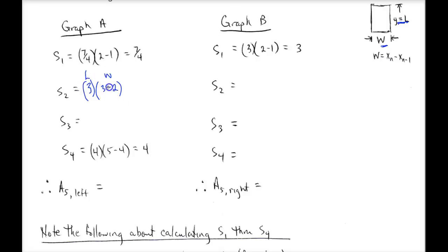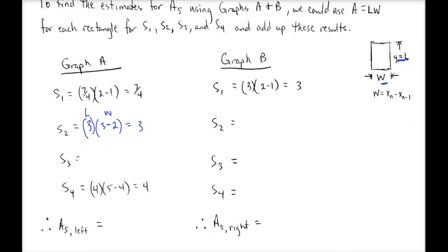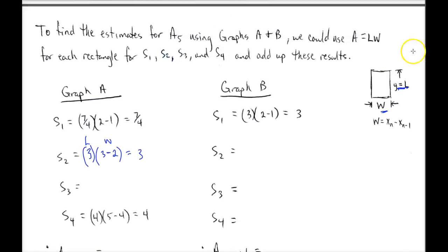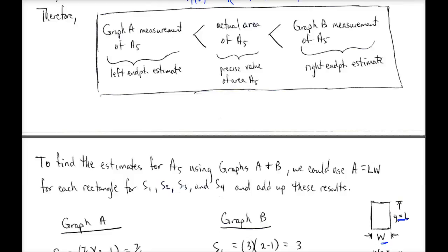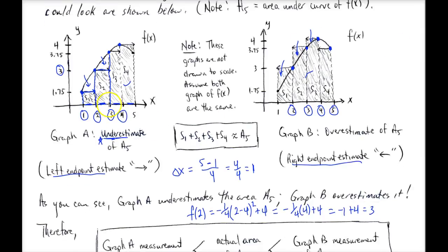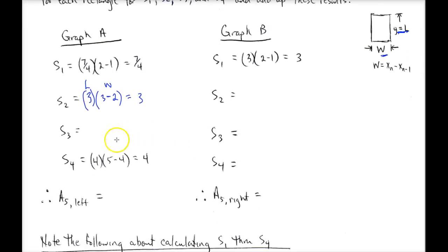It's length and width. And of course, that answer is just going to be 3. All right. And so now if we look at S sub 3, if we look at our graph again, that's going to be the same as F of 3, which in this case is going to be about 3.75. And of course that width again of the rectangle is just going to be 1. But now that's going to be the difference in between 4 and 3. So we got 3.75.